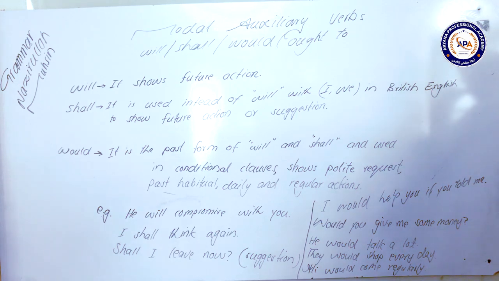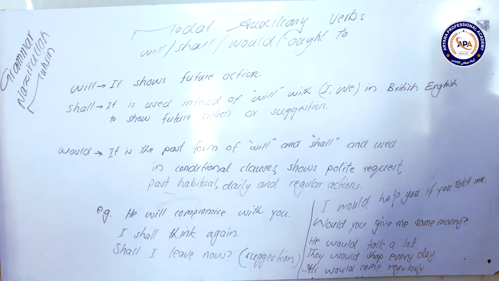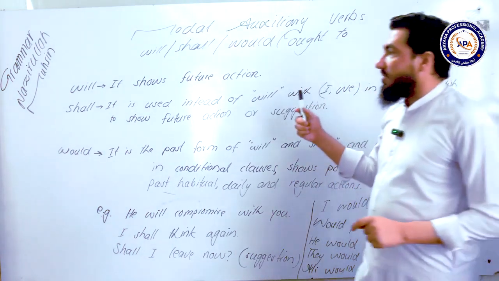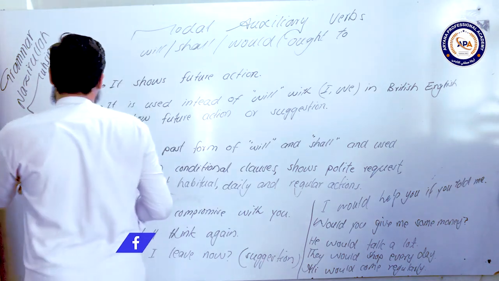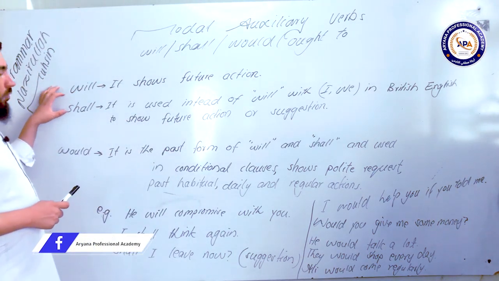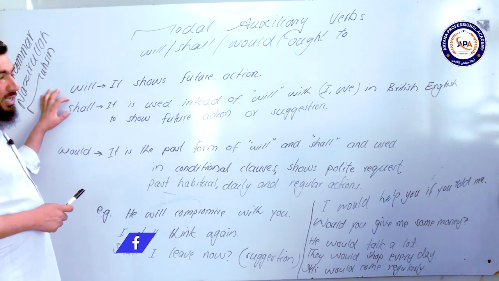Sir, in the future tenses, we are using will as well as shall, but we are using shall only for I. Why not for other pronouns? Well, shall is used with I and we in British English, right? So these are the differences between will and shall. Will is common in American English, shall is common in British. Will is used with every subject and shall is used only with I and we.